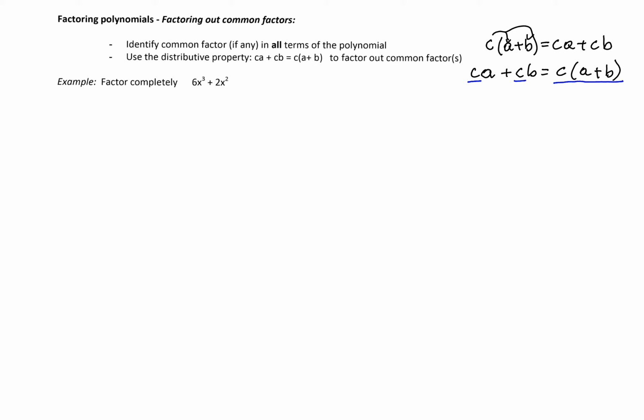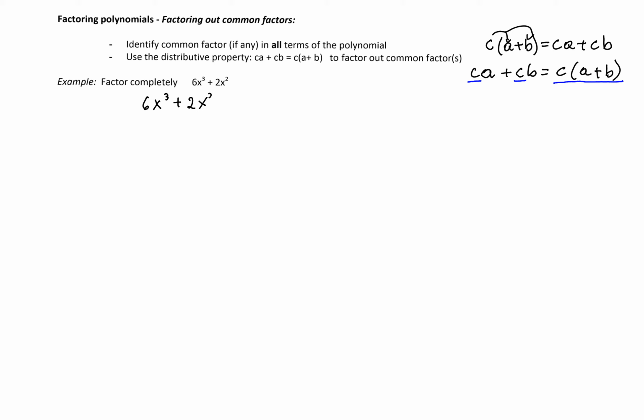So to factor out common factors when factoring a polynomial, we have to identify the common factor or factors in all terms of the polynomial, and then use this property that if I have a common factor, then I can factor it out. So let's look at an example. We have the polynomial 6x cubed plus 2x squared. We are looking for the common factors.